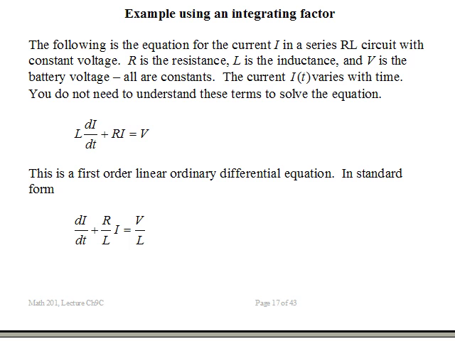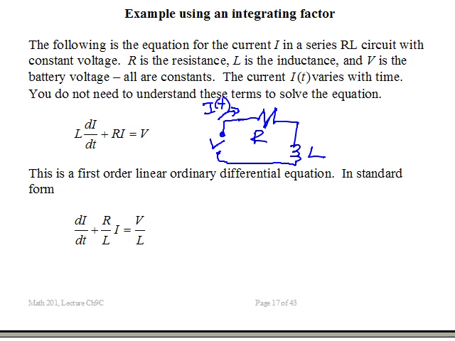For this example, I'm going to use the equation for the current in a series circuit. So here's a resistance, here's an inductance, and right here I have some voltage V. And what I'm looking for is the current that's flowing here in the circuit. I've got to find that current, and the current's going to change with time.